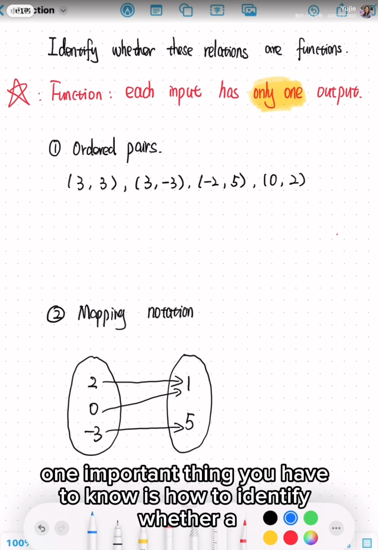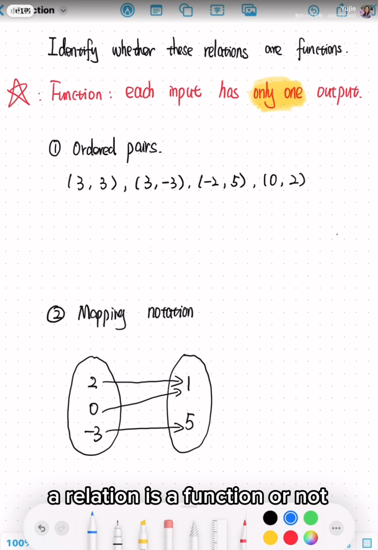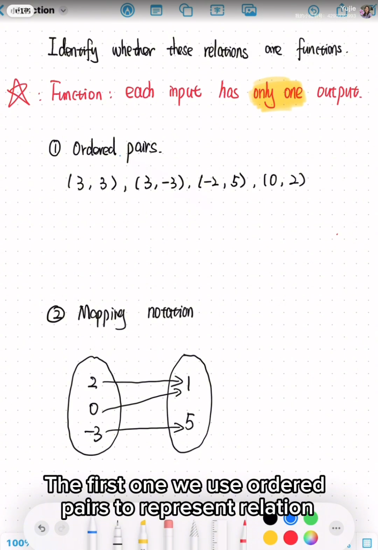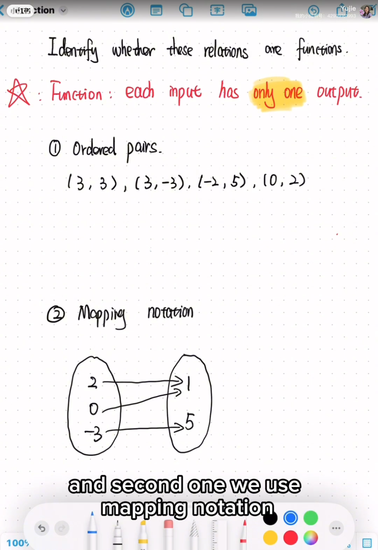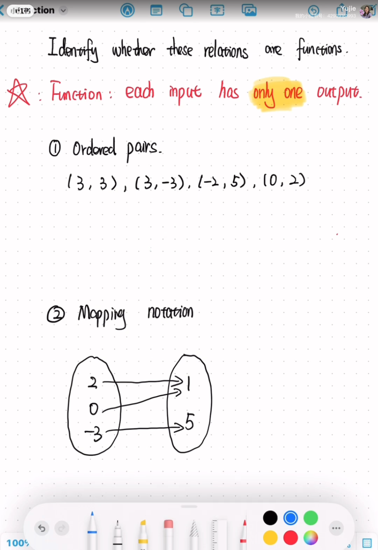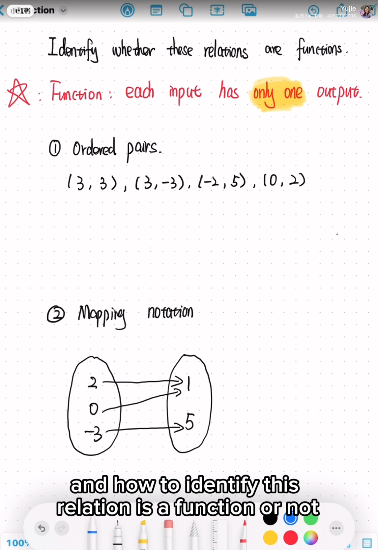For functions, one important thing you have to know is how to identify whether a relation is a function or not. So here we have two different relations. The first one, we use ordered pairs to represent a relation, and the second one, we use mapping notation. Let's see the first one, ordered pairs. How do we identify whether this relation is a function or not?